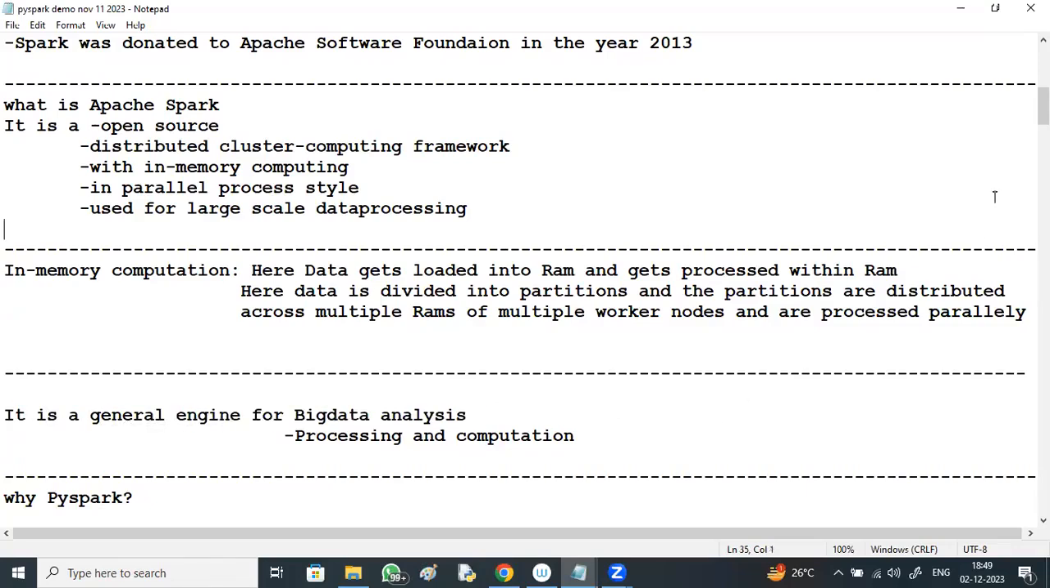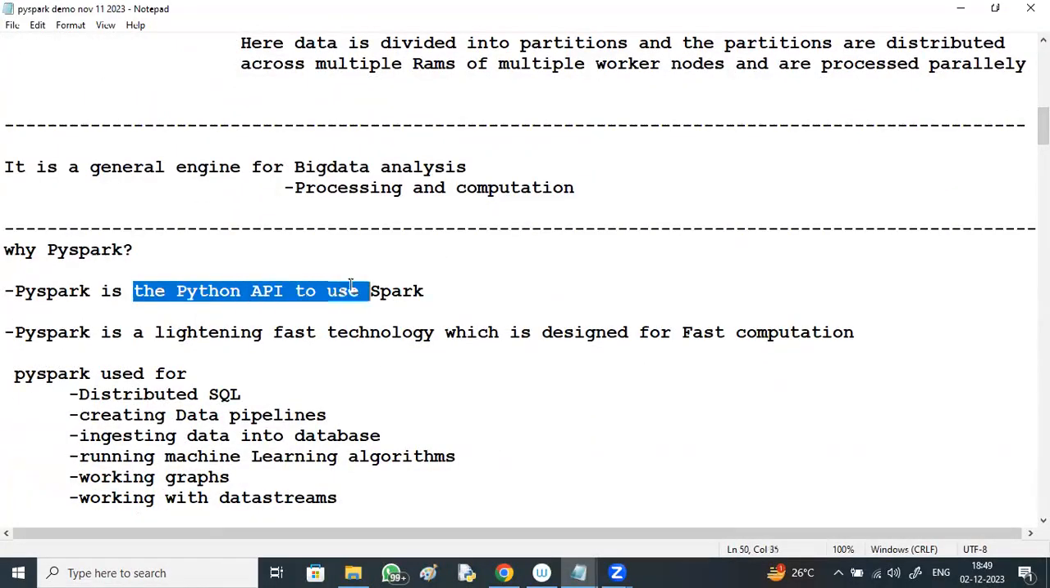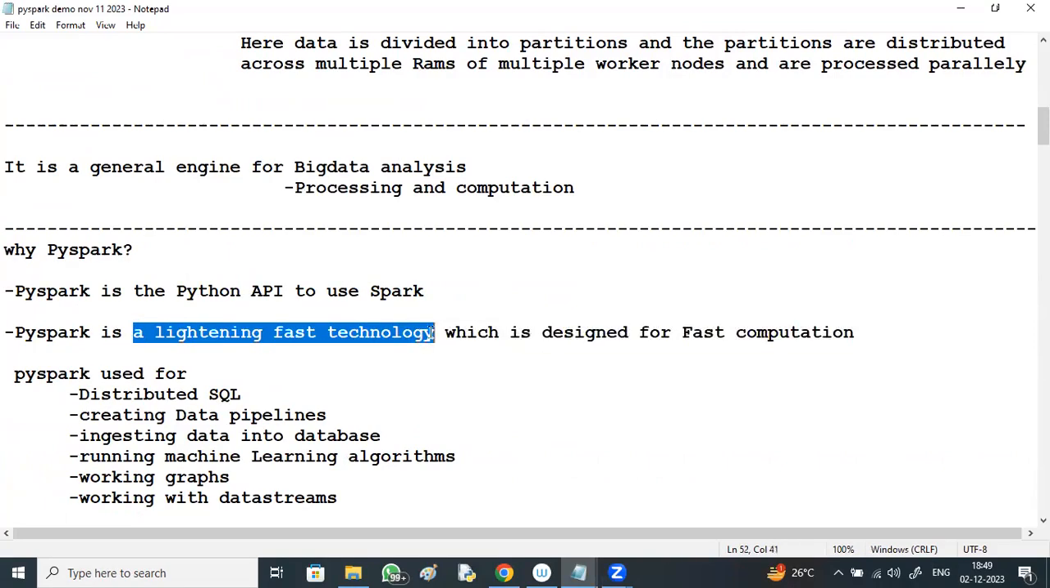And why PySpark? PySpark is the Python API to use Spark. PySpark is a Python package, I can say, which is used for Spark. It is lightning-fast technology designed for fast computation. It is one of the most in-demand tools among data engineers for fast computation and working with bigger data sets.